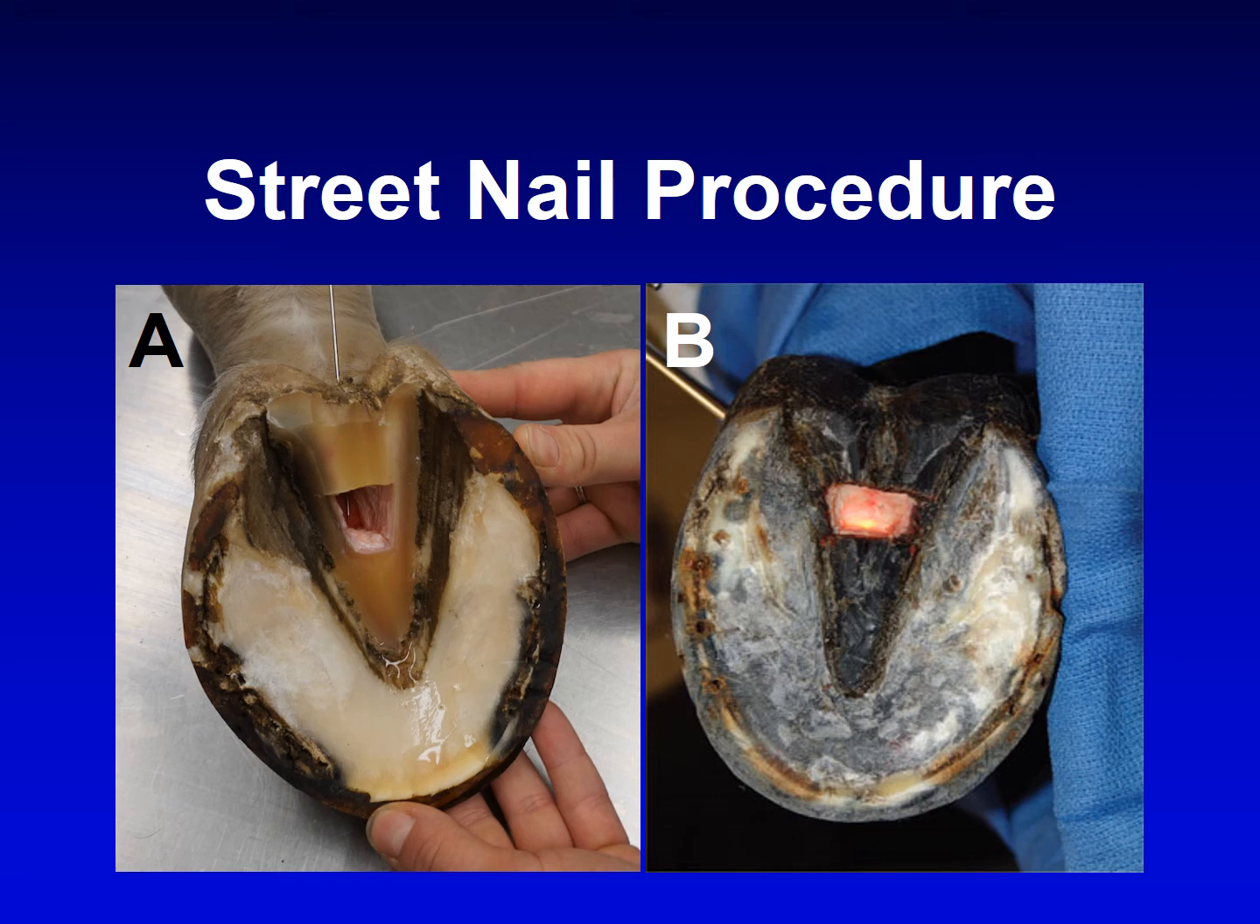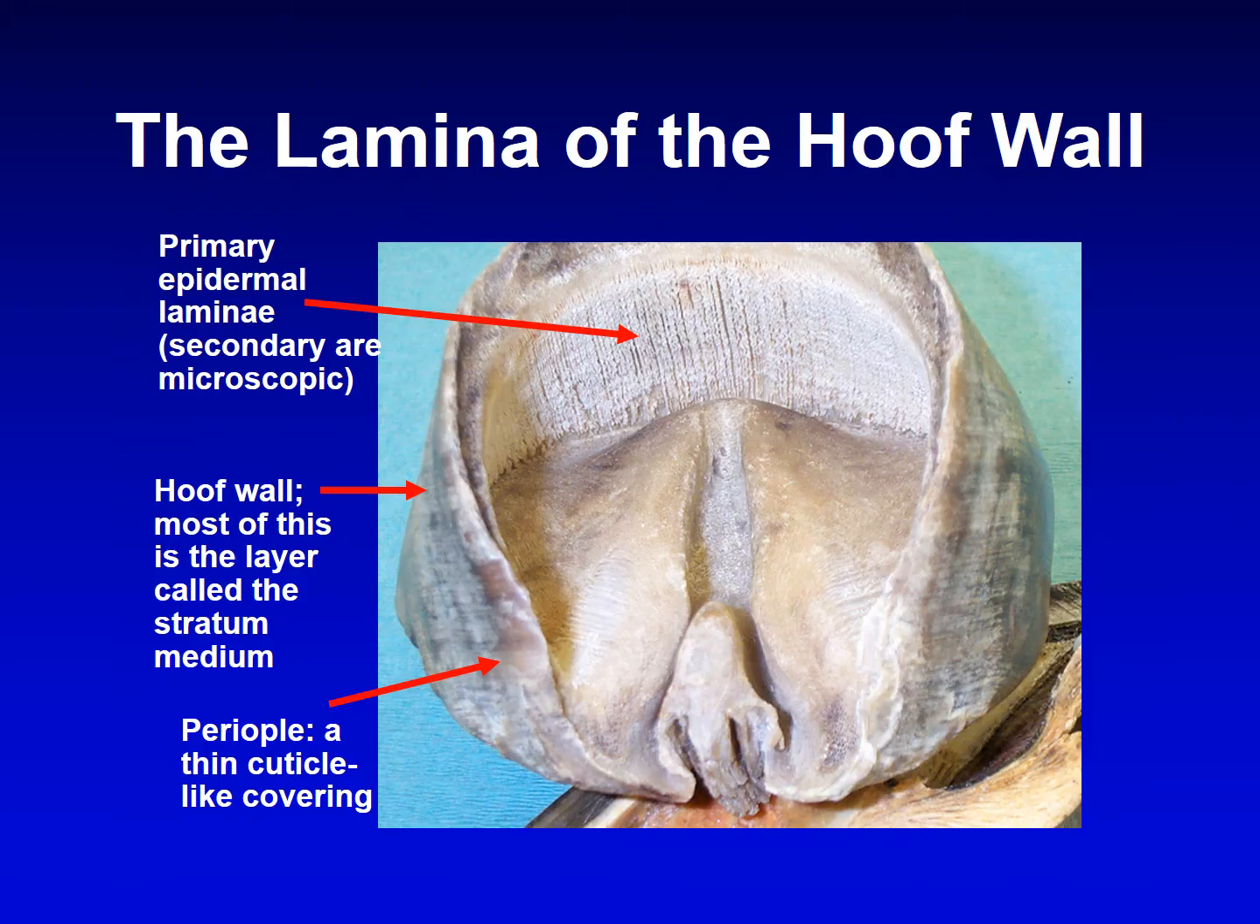Now we're going to move to another topic, and that is laminitis. But before we do that, let's talk about the structures of the hoof that are related to that disease in the hoof wall, basically. So let's start with the lamina of the hoof wall. Okay. So this is the hoof. Here is the quarter, and here is the heels, and this is of course the inside of the bulb.